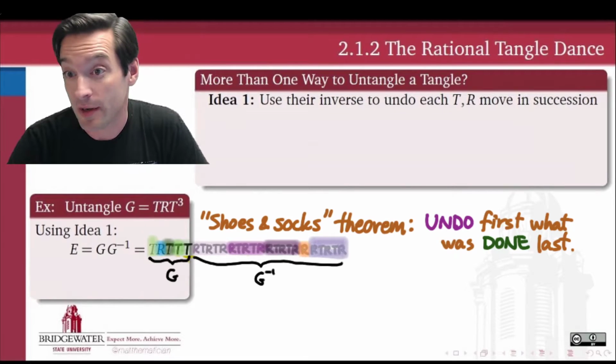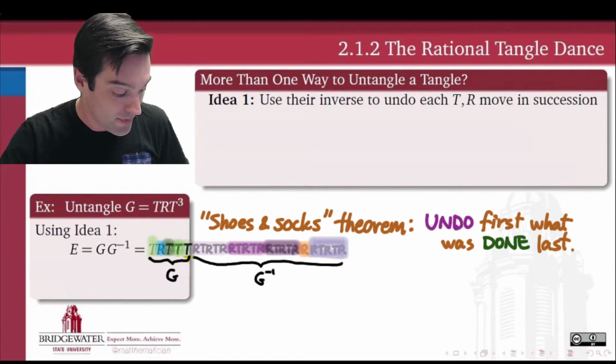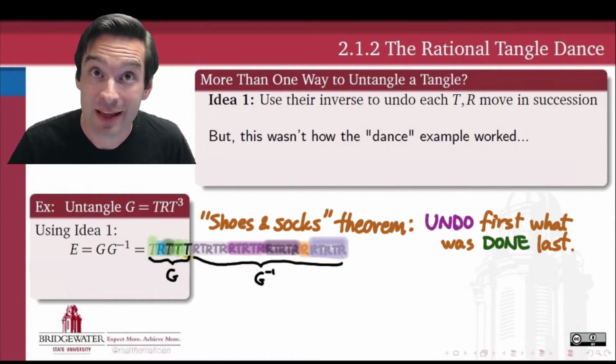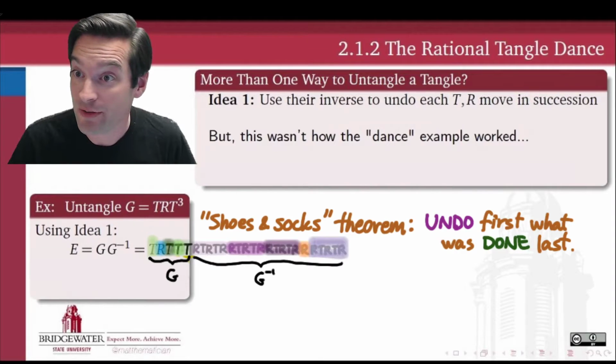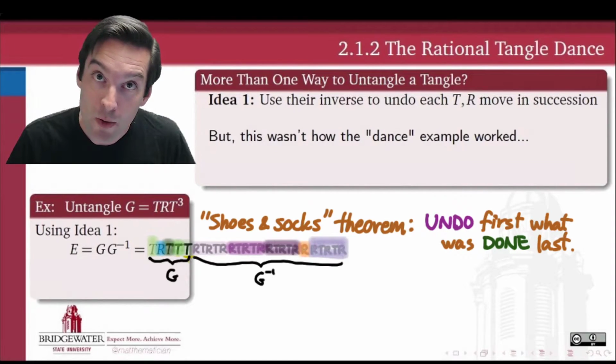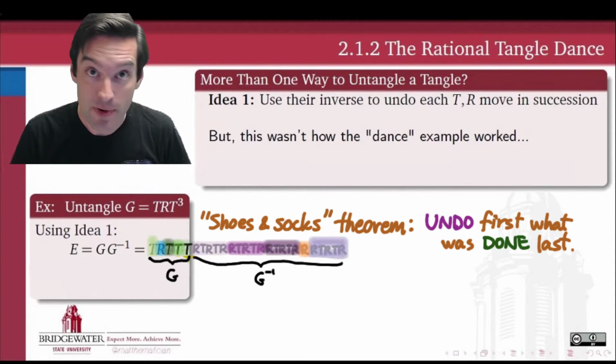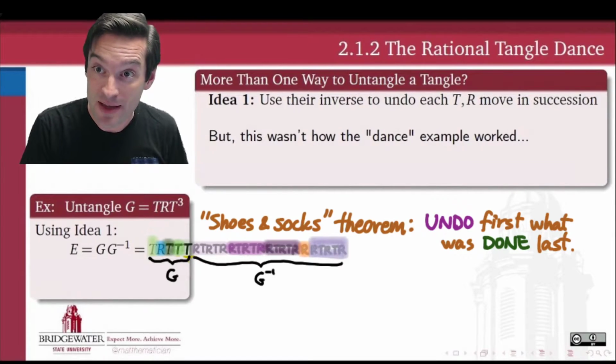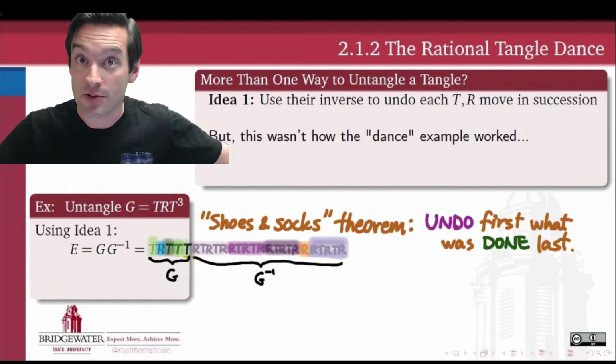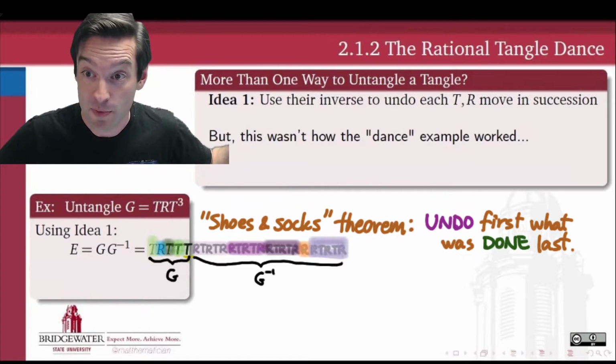And this will work. The question, though, is that the only way? Could I have done this in some other fashion? After all, when we did the rational tangle dance example, the inverse that we wound up with was a lot shorter than we would have otherwise expected it to be based on gluing together the inverses of each generator using the shoes and socks principle.